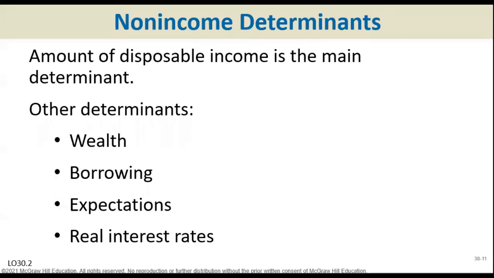So the non-determinants of consumption and saving can cause people to spend more or save more, or spend less or save less, at various income levels. Here, note that the income level is the basic determinant of saving and consumption.